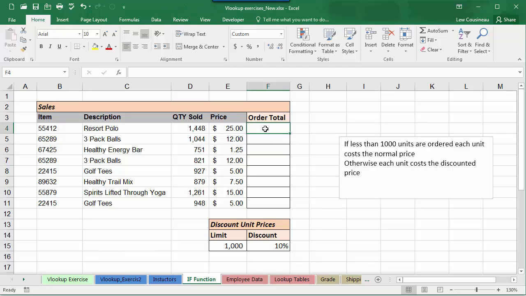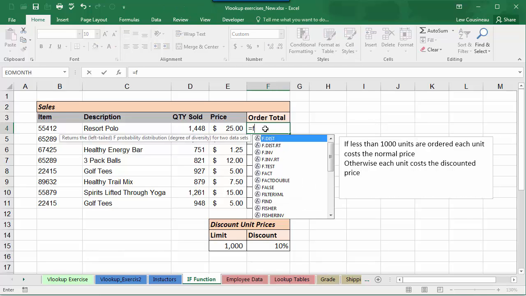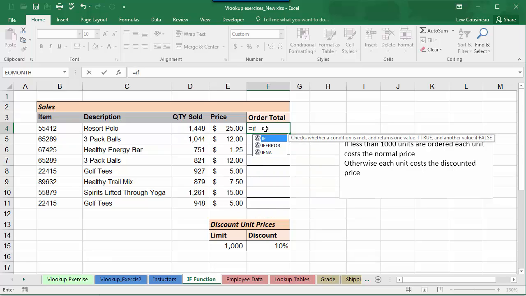So right here in that cell where we calculate the order total, I'm going to type equal if. And as I do, you can see it come up in a tooltip, and it says checks whether a condition is met, and then it's going to return one value if it's true and another if it's false. I type parenthesis, and then I can see those three things that we're looking for inside the if statement, the three arguments. So, well, what's my test? In this case, I've got to determine whether or not that quantity sold is greater than or equal to 1,000.